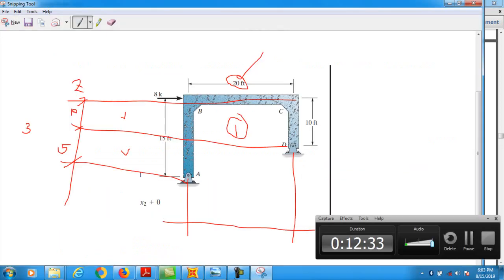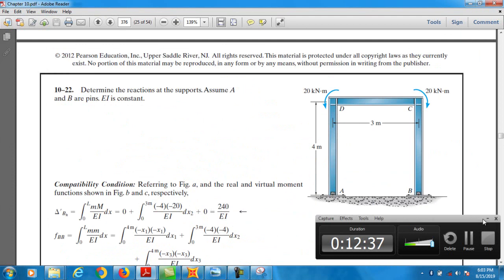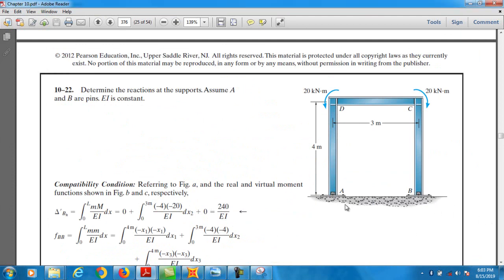So this example is also a simple example. We have A and B as pin supports, or you can say hinge supports. D and C are fixed, and there is an anti-clockwise moment and a clockwise moment. So the beam is symmetrical about loading. So let's do it. Clear?